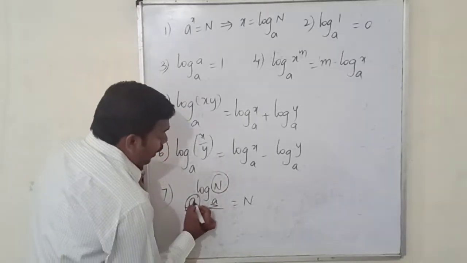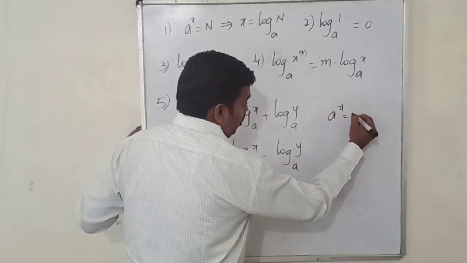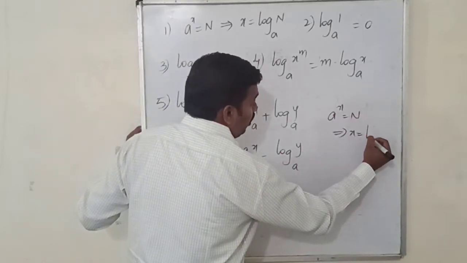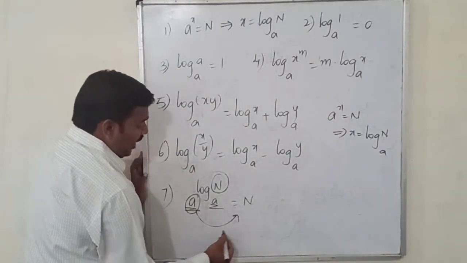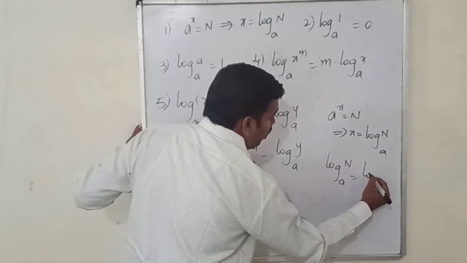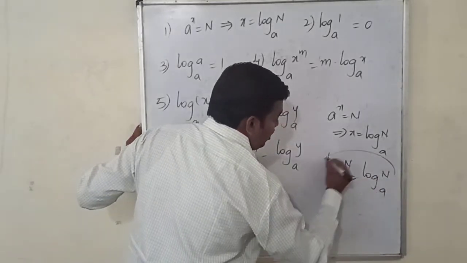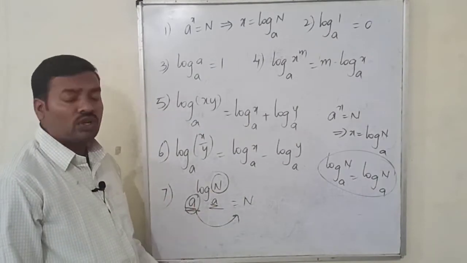Because if a power x is equal to n, then you can say x is equal to log n to the base a. In the same way, if you send a to the other side, that will be log n to the base a is equal to log n to the base a. These both are equal. So a power log n to the base a is equal to n.